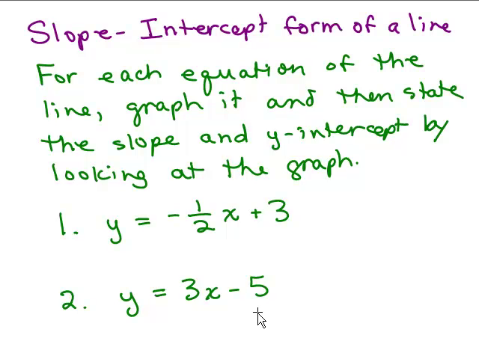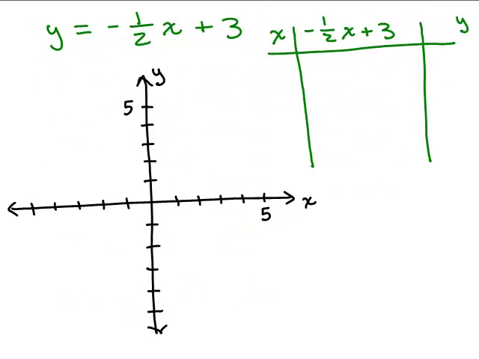You could do it by making a chart of ordered pairs, picking convenient values for x, and then drawing the line. Once you draw the line, look at it and determine what the slope is by determining the rise over run, and the y-intercept, which is an ordered pair where the x value is 0. All right, let's do the first one. y equals -1/2 x plus 3.